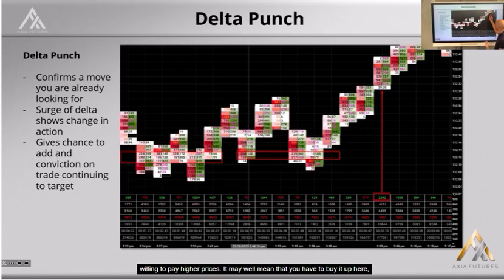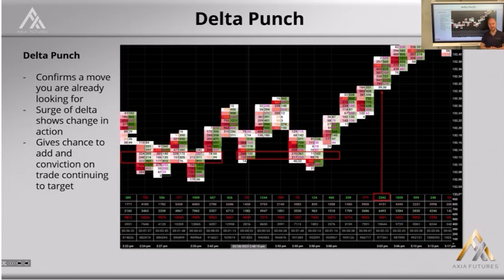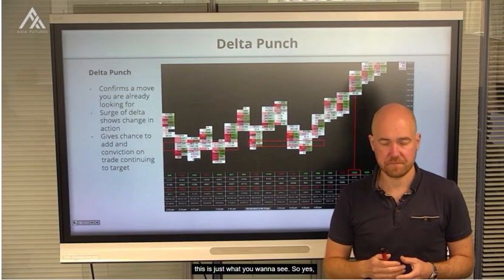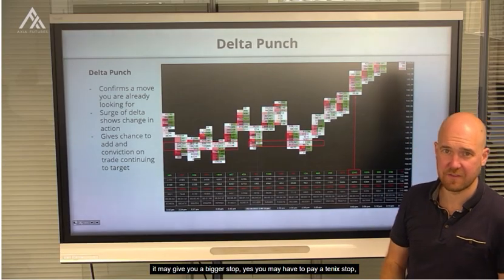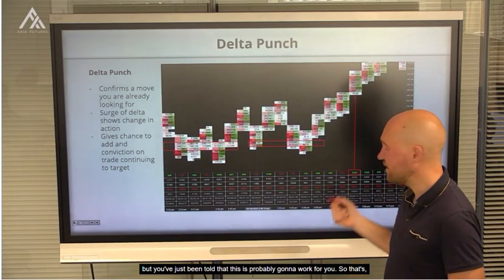It may well mean that you have to buy it up here, 35, 36 area, with your stop down here. It may seem slightly uncomfortable, but you've just been told everything you need to know. There is a very, very strong willingness of buyers at exactly the point where you would want to see them. You want buyers up here, and you're getting them. This is just what you want to see. So yes, it may give you a bigger stop. Yes, you may have to pay a 10 tick stop, but you've just been told that this is probably going to work for you.